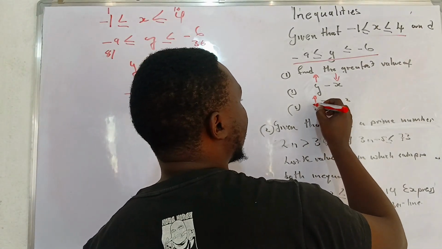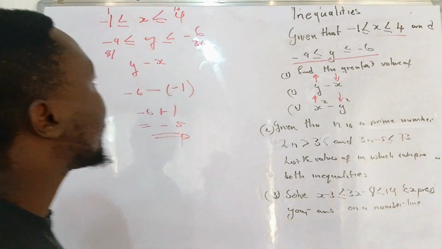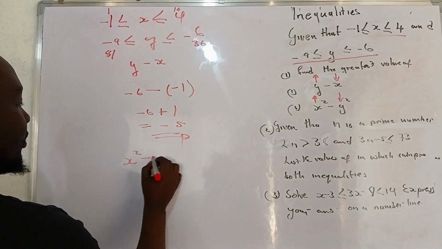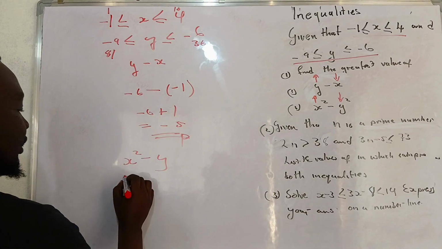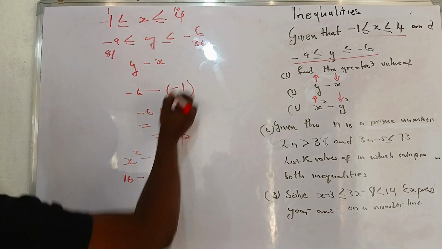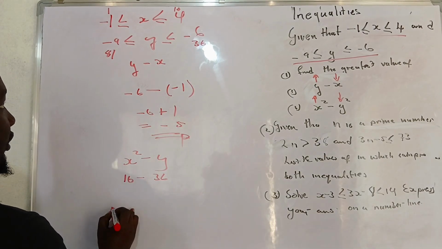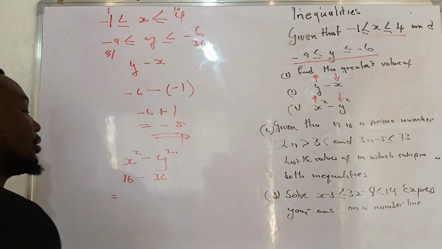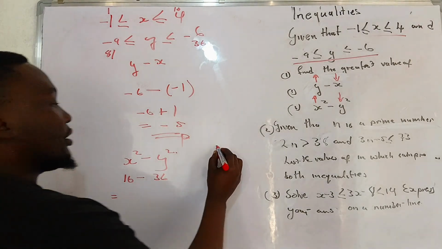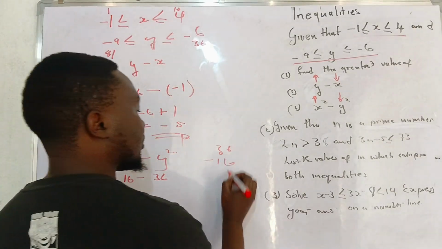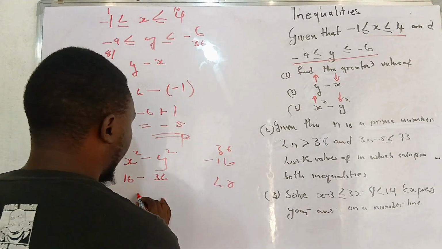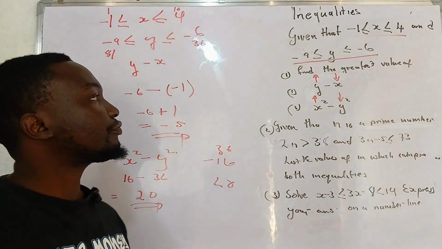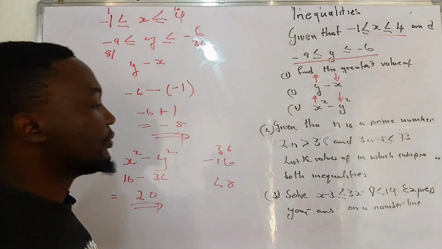You take the greatest value of x squared and you take the least value of y. So here, the greatest value of x squared is 36, minus the least value of y, which is 16. So this will be 36 minus 16, 20. So your answer here is going to be 20. So let's move on to number 2.